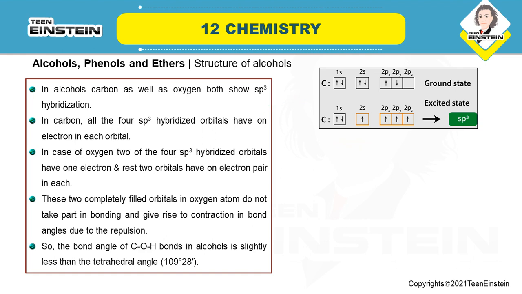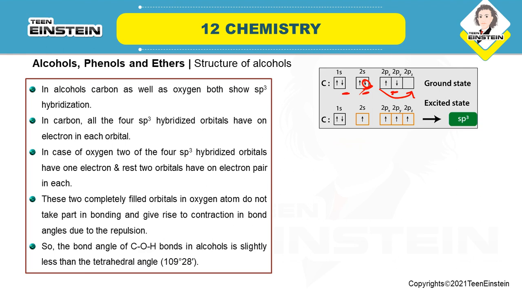Now carbon and oxygen both are sp3 hybridized. Now come to carbon first. Carbon is from group 14. Outermost electronic configuration is 2s2 2p2. And if we consider the full electronic configuration, it is 1s2 2s2 2p2. So this is the ground state. But in the excited state, this pair will be broken and this electron is transferred to 2pz. Okay, so now 2s, 2px, 2py, 2pz all are carrying one electron.